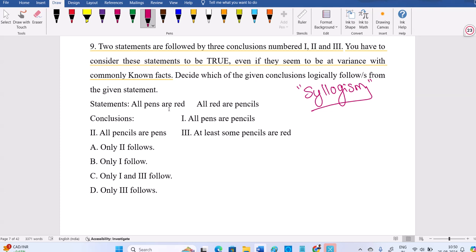All pens are red, all red are pencils. So which option is correct? At least meaning it can be some pencils are red or it can be all pencils are red also.